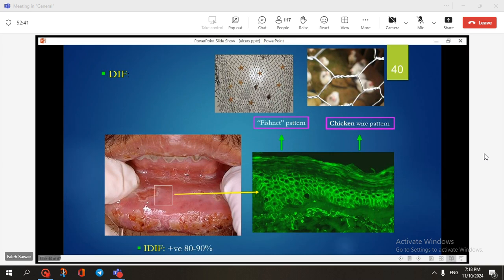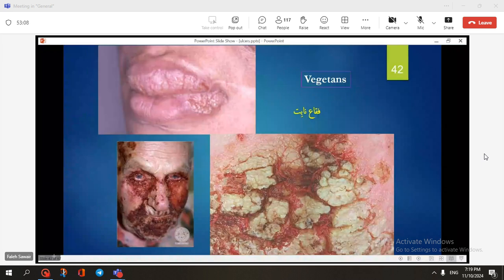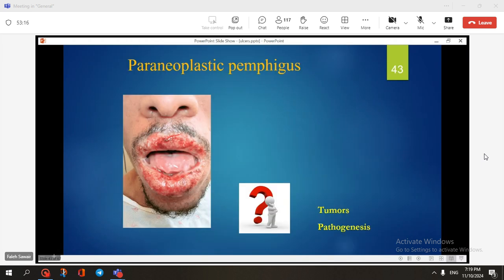To confirm the diagnosis, you have to do direct immunofluorescence. You will find what's called a fishnet appearance. It is a positive fishnet appearance, deposition of the fluorescein dye between the epithelial cells, because this is the site of the antibodies. They are attacking the desmosomes between the epithelial cells. Other minor types: pemphigus foliaceus, which is more superficial, and another rare type, vegetans, where after the rupture there will be eruption of vegetations. And we have another minor type called paraneoplastic pemphigus. It is associated with internal malignancies.